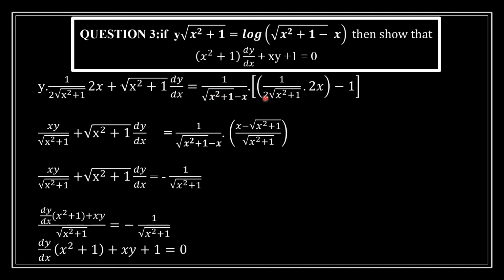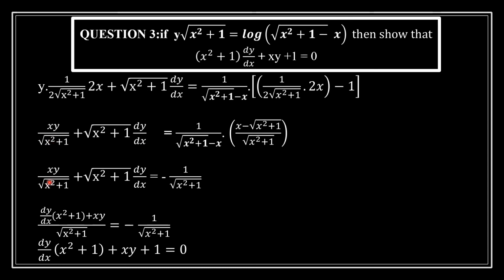Now see, this 2 and this 2 get cancelled out, right? And this term is just copied here as it is. Now what you have to do is take the LCM of this whole term. This 2 and 2 is already cancelled. So we are left with x minus, this is 1. So it will be square root of x square plus 1 whole upon square root of x square plus 1.